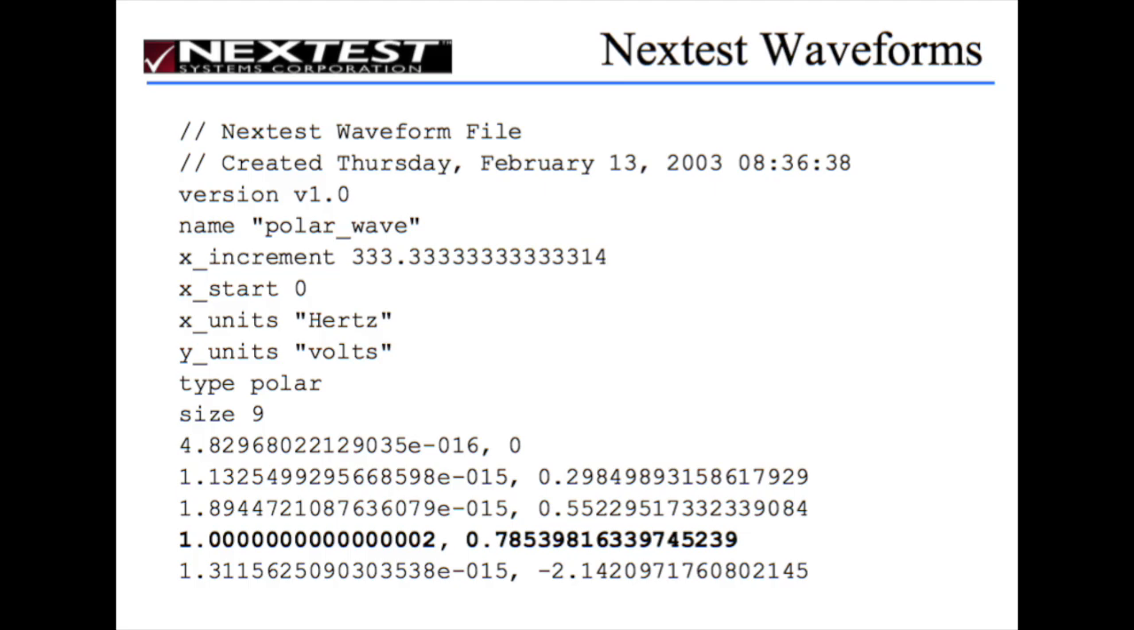Okay, so this value, 4.8 blah blah blah times 10 to the minus 16th, and 0. That's DC. The next one is 333 hertz. The next one is 666 hertz. And the next sample is 1 kilohertz. And it's got a value of 1 for the magnitude, and the phase there is in radians.